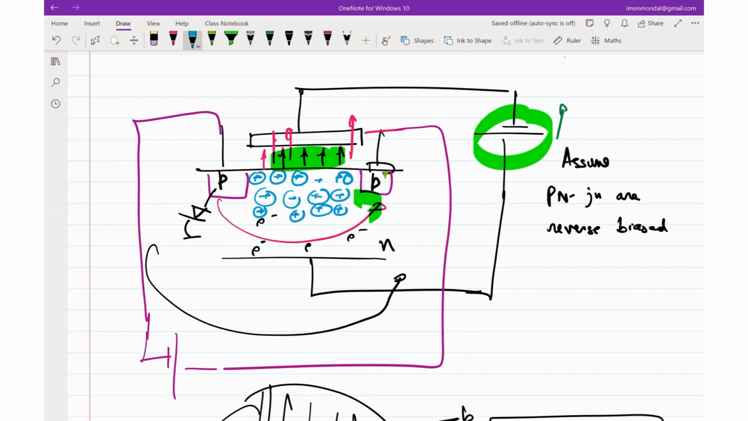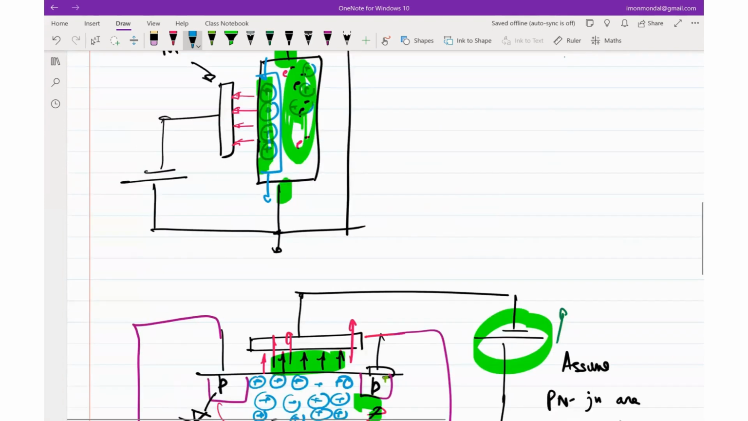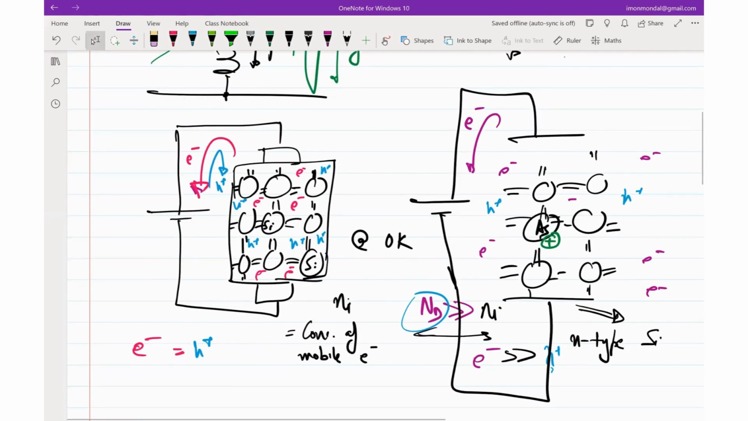What essentially happens is that till now we have essentially neglected any minority carriers. When I say minority carriers, remember when I said that even though this guy is doped with N-type impurity, we still have holes. They are much lesser in number, but they are still present.